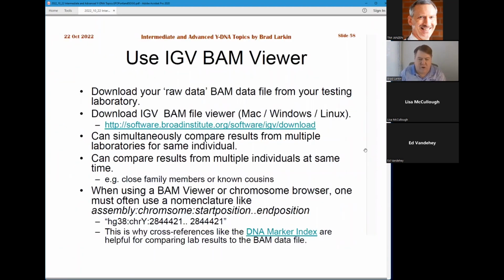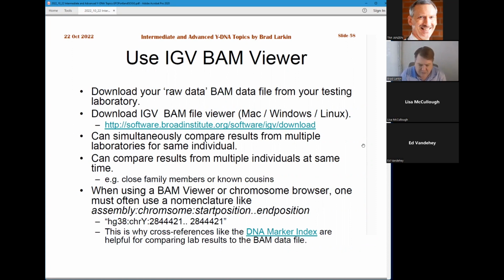So again, the way you do this is download your raw data BAM file from the testing lab, download the IGV viewer from the Broad Institute. What the BAM viewer gives you the ability to do is compare simultaneously multiple laboratories' results for the same individual, which is what we showed in the previous slide. But you can also compare multiple individuals at the same time.